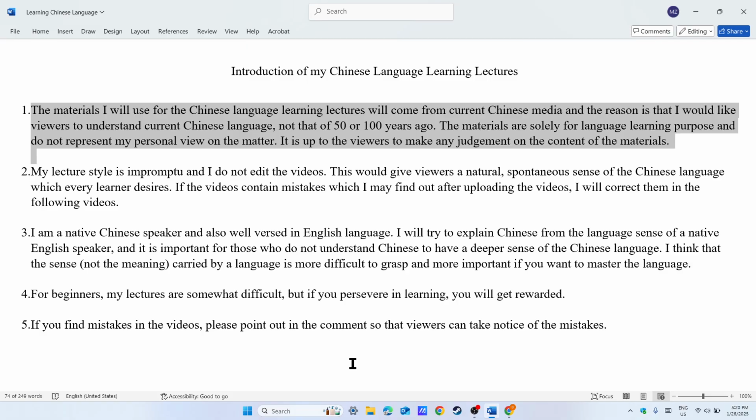Okay, the current Chinese media may include some stuff, maybe propaganda or something like that. And I'm personally not responsible for all the content of those materials. My sole purpose is to grab an article and then talk about the language, just for the purpose of language learning. Okay, and this is my first point.